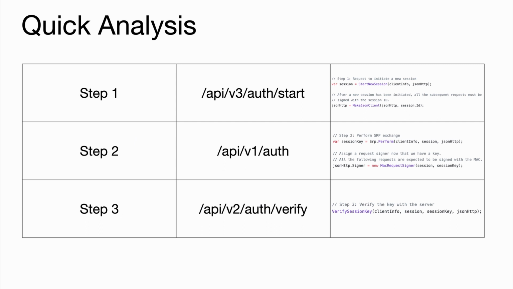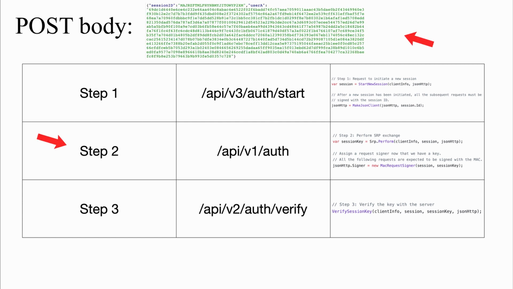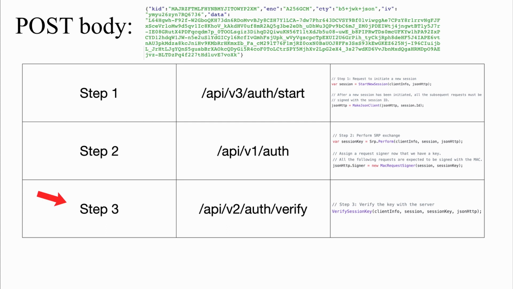Let's do a quick analysis on this code. Step 1 should be the first API call we've seen earlier in Burp. Step 2 is the user A, user B thing we saw earlier, and SRP stands for Secure Remote Password. It also gives us a hint on the MAC signing process. Step 3 is the final verification.